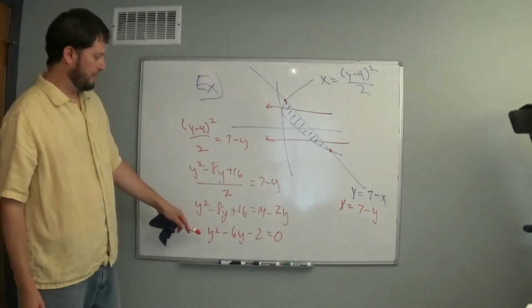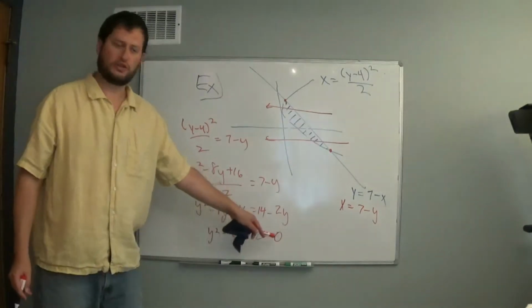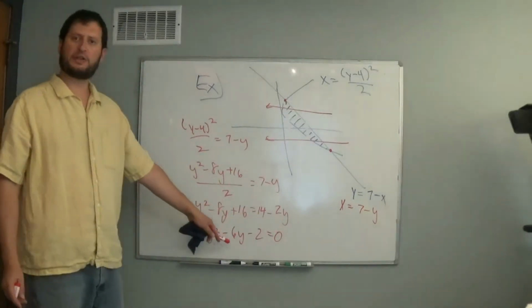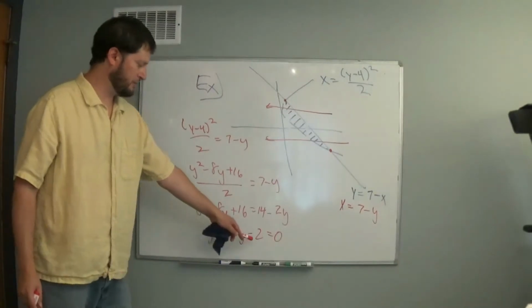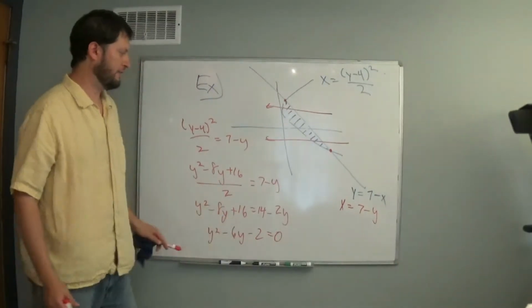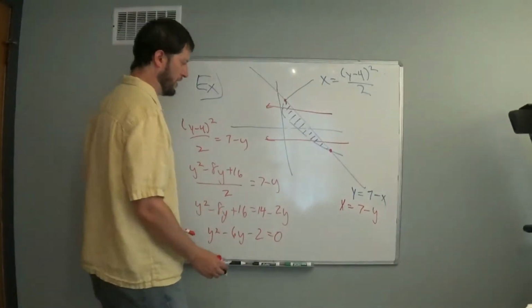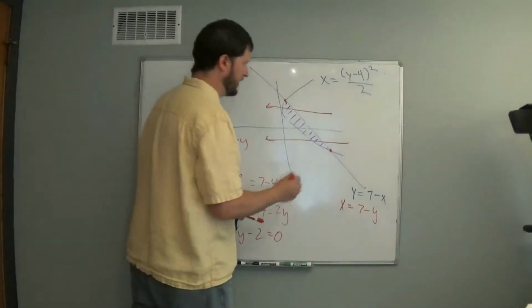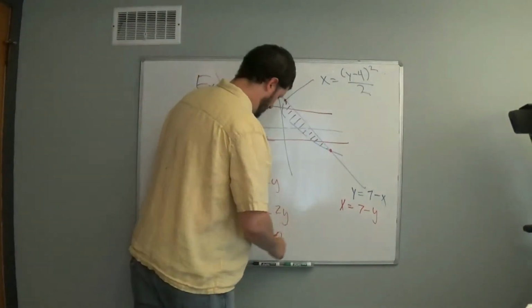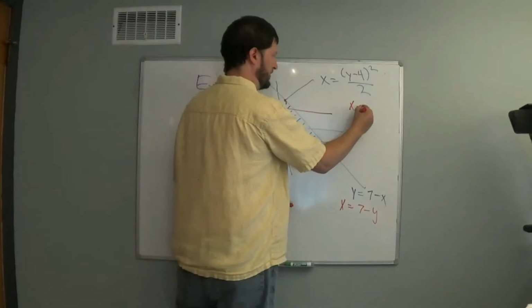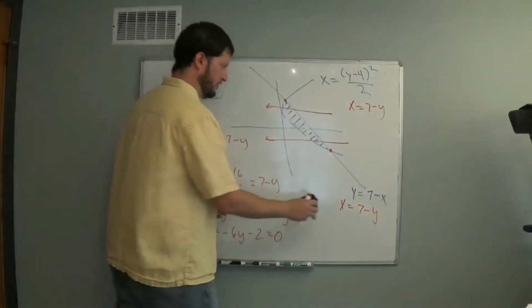Now, again, we just need to use the quadratic formula. There's no nice way of factoring this, because there's no way to make 6 out of all of these numbers. So let me just save the curves. We have this curve and we have x equals 7 minus y. Those are our two curves.